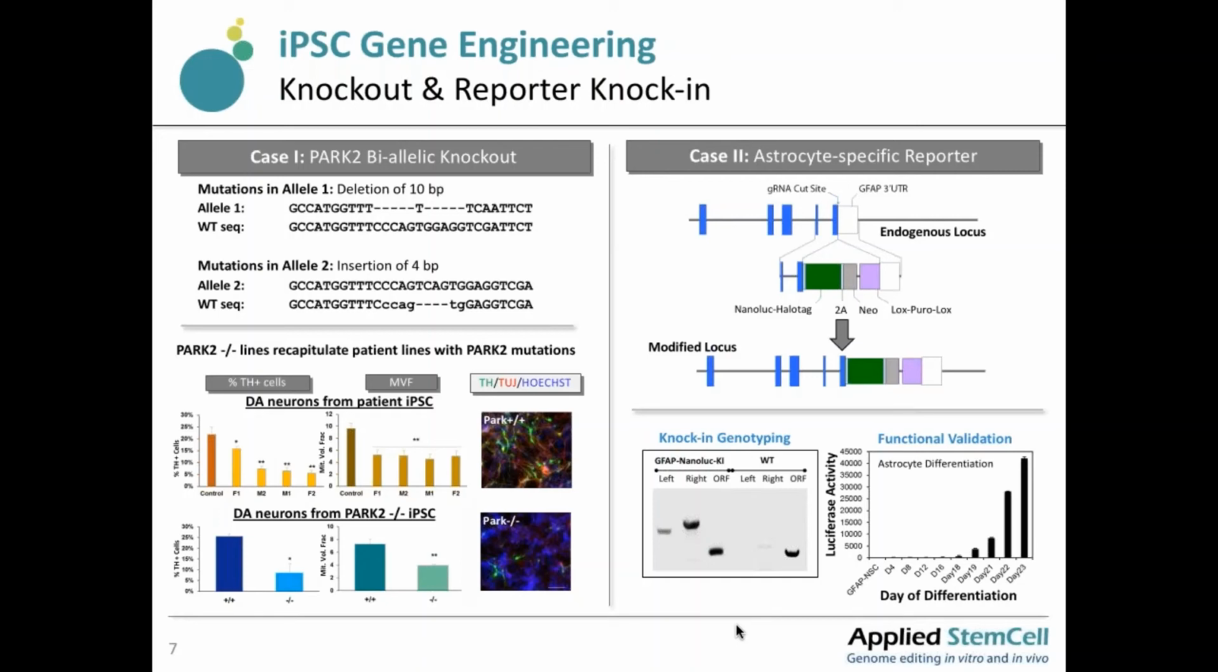And case 2 is a reporter line that we made. We used an astrocyte-specific promoter to drive reporter gene expression. And we were able to see, not only by genotyping, that the reporter gene is inserted in the right place on the chromosome, but also that it expressed the reporter gene in a timely fashion.